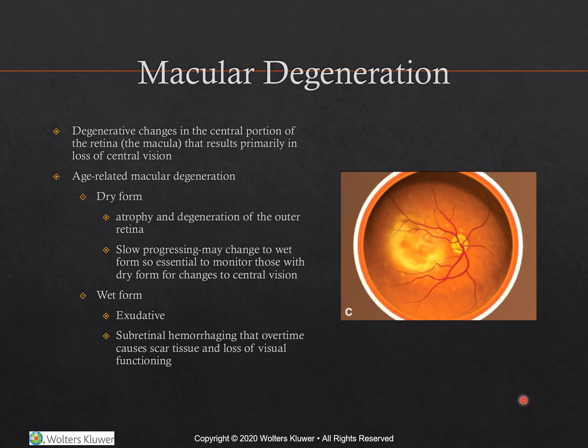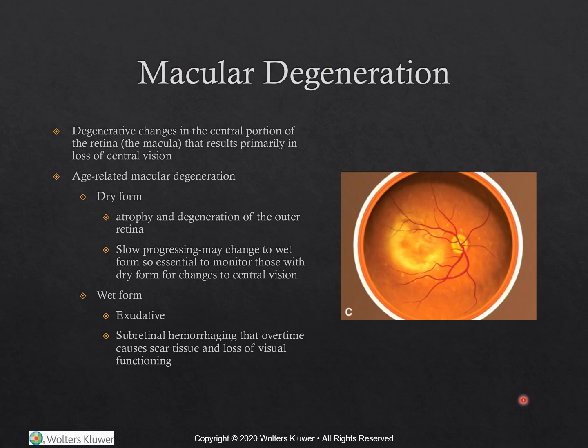There's the dry form, where we have atrophy and degeneration of the outer retina itself. This is very slow progressing, and people are often asymptomatic as it progresses, but it can change to the wet form. So it's really essential to monitor anyone diagnosed with dry form macular degeneration for changes to their central vision. So if someone is diagnosed with dry form, we often give them a little visual field card so they can test themselves for these changes at home.